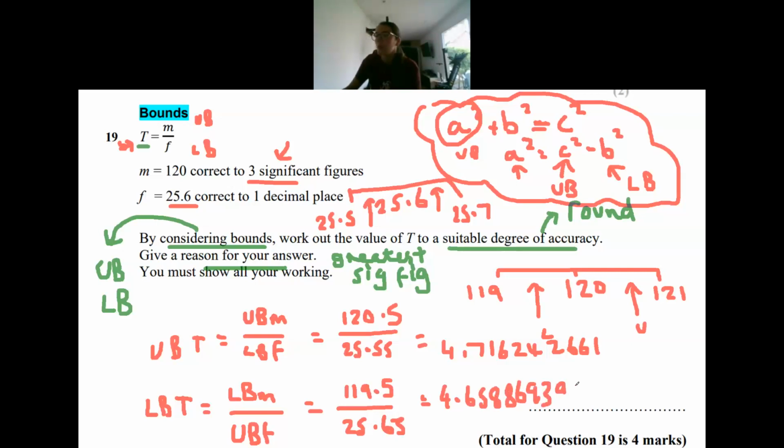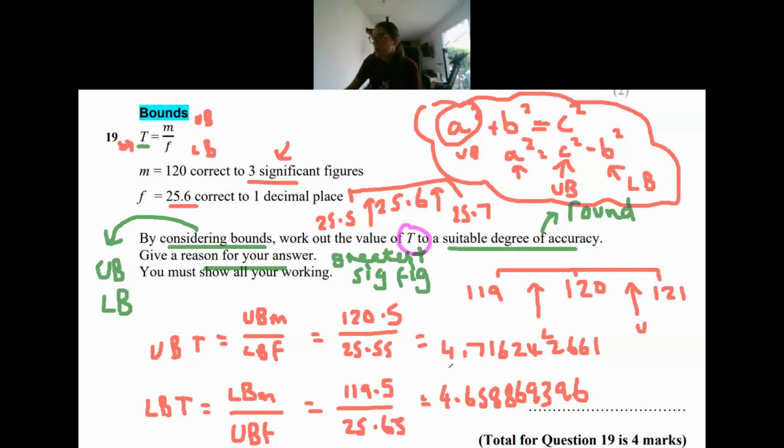4.6588693996. The last part of this question is to find t to a suitable degree of accuracy. So I look at both answers. I'm considering both my bounds. 4.716, 4.659. So 4 significant figures is too many, they're not the same number. 4.72, 4.66, still not the same number.